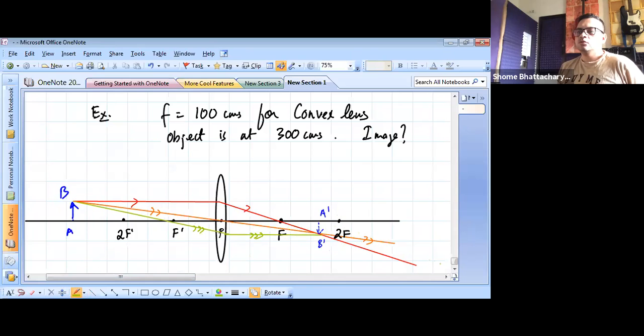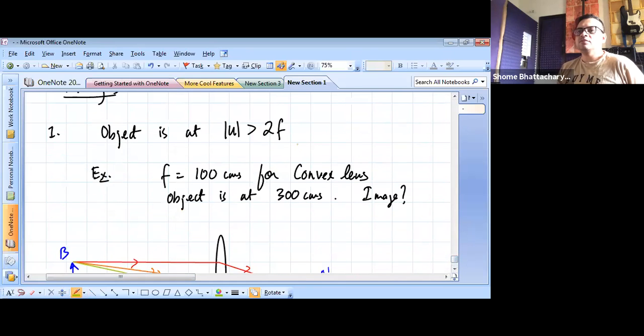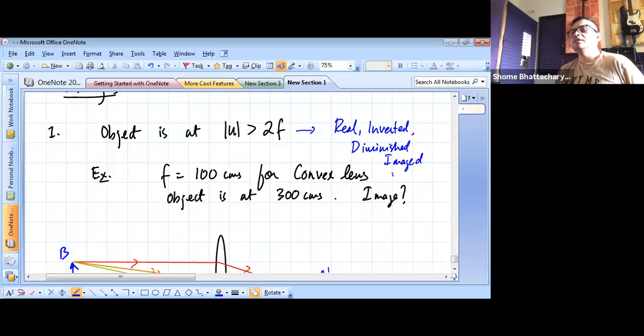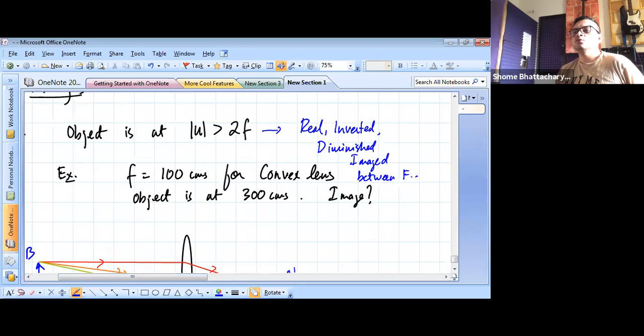So what we are learning from the ray diagram is that whenever this happens, our image has this property. We get a real, inverted and diminished image. And that image will always be between f and 2f. That is what your ray diagram is showing you, and I'll show it by calculation also. I'll show you the calculation below.